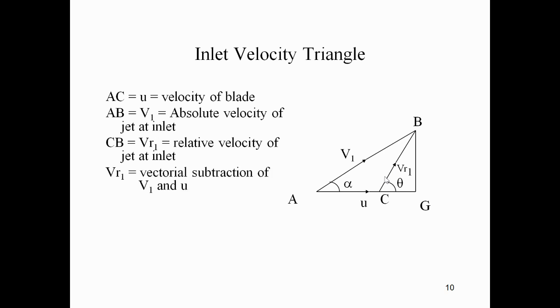Next we have Vr1, which is the vectorial subtraction of v1 and u.